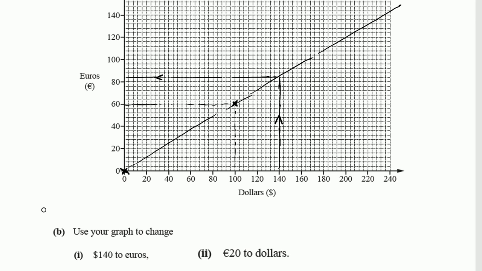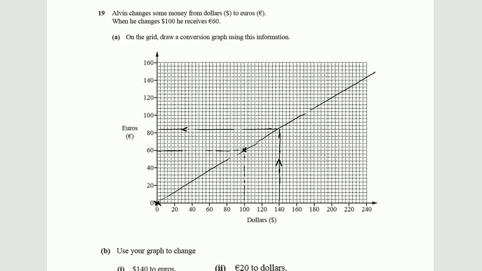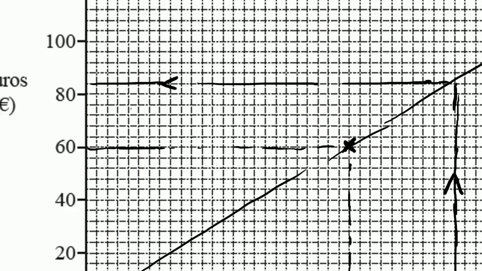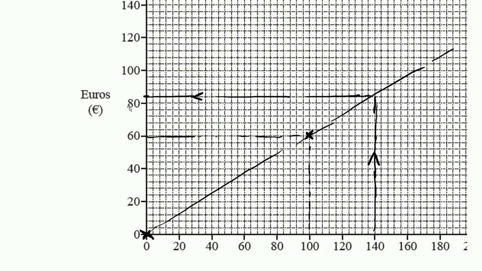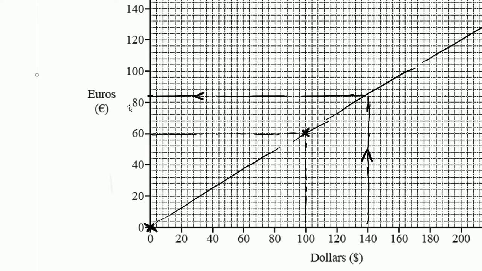Pay close attention to your scale. There are only 5 squares between the 80 and 100, so each square can't be worth 1 or 2. It must be worth 4. 80, let's just check that. 84, 88, 92, 96, 100. So each square must be worth 4. So this will come out as 84 euros.